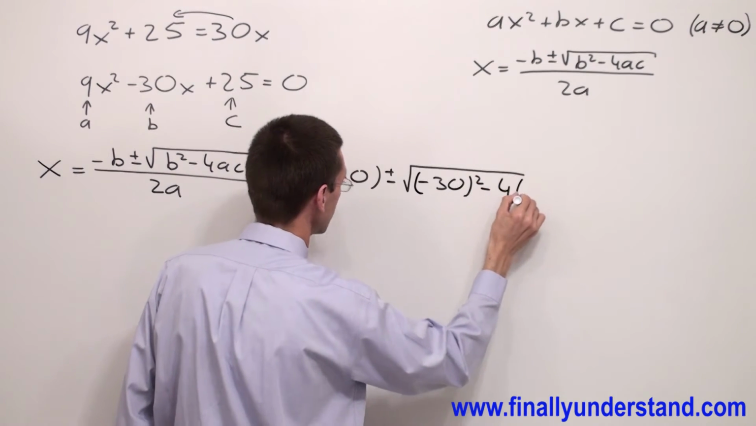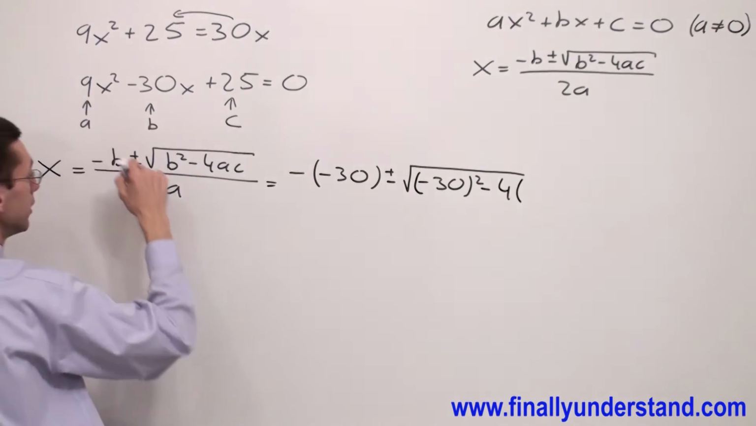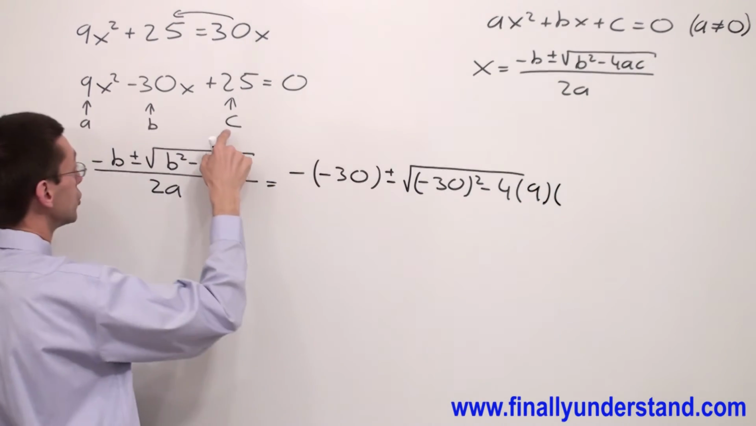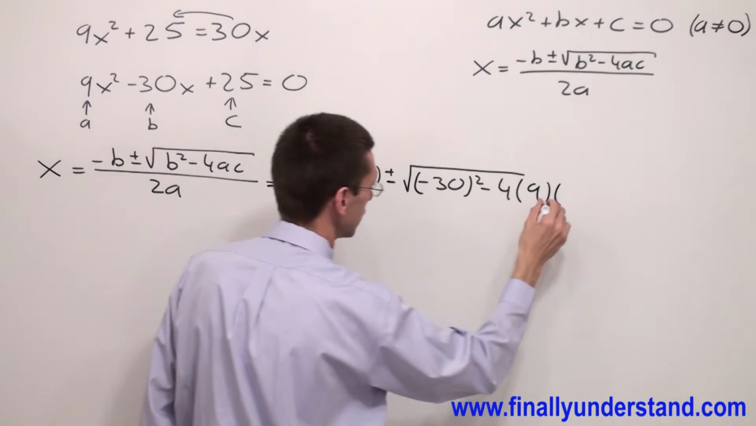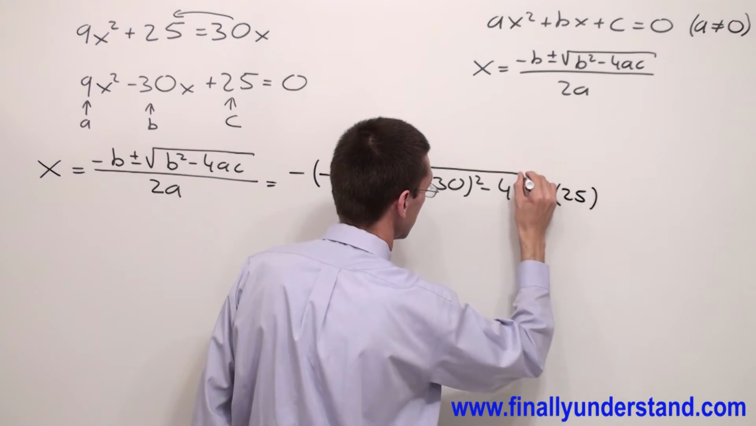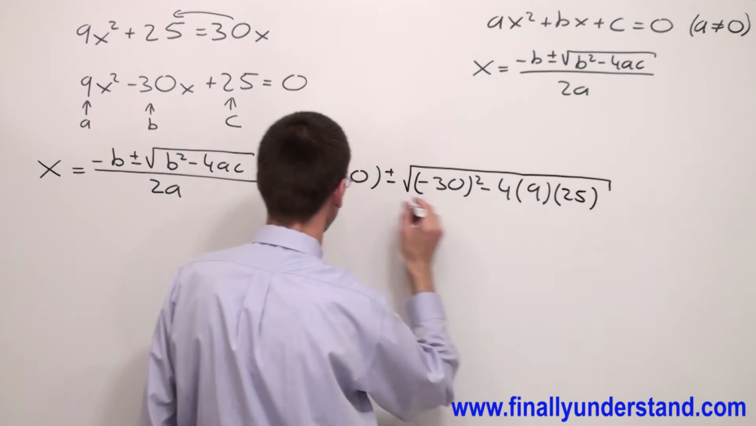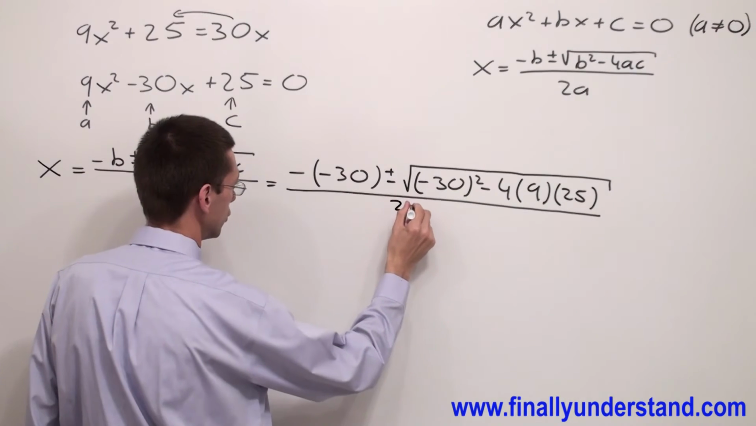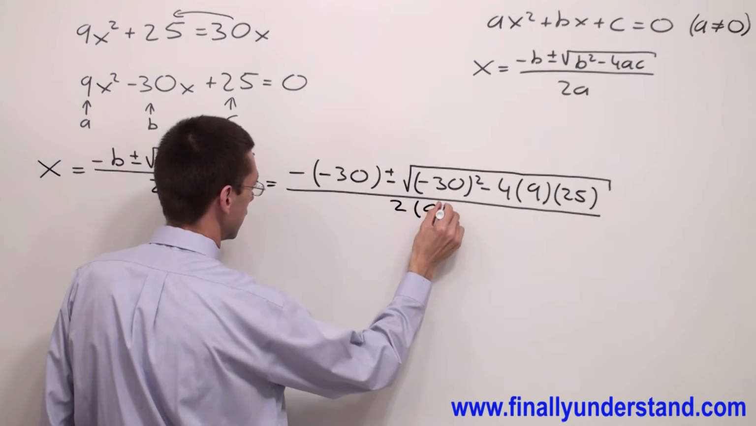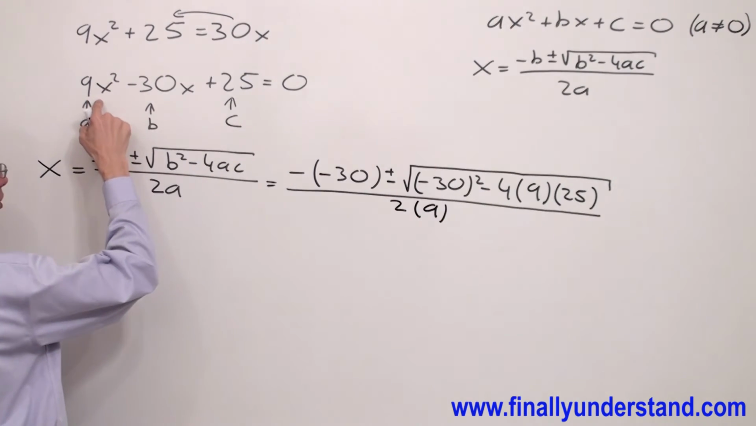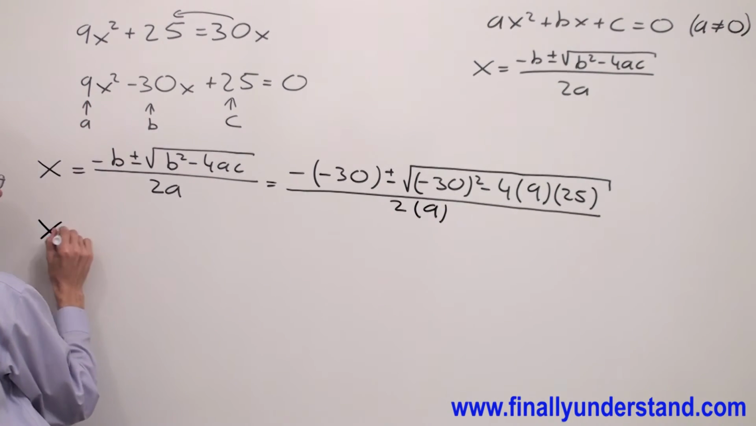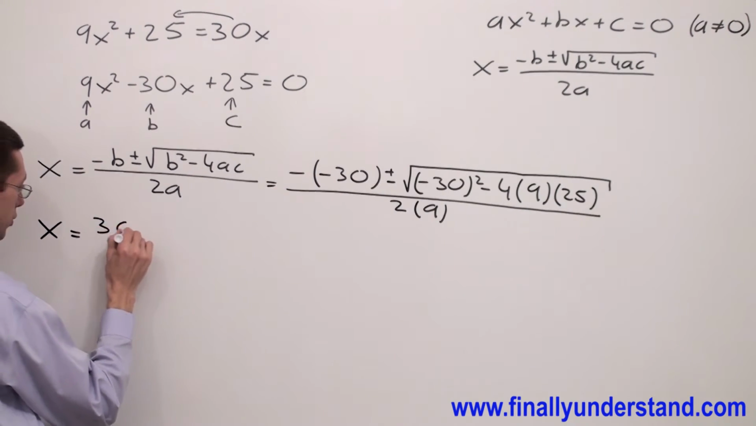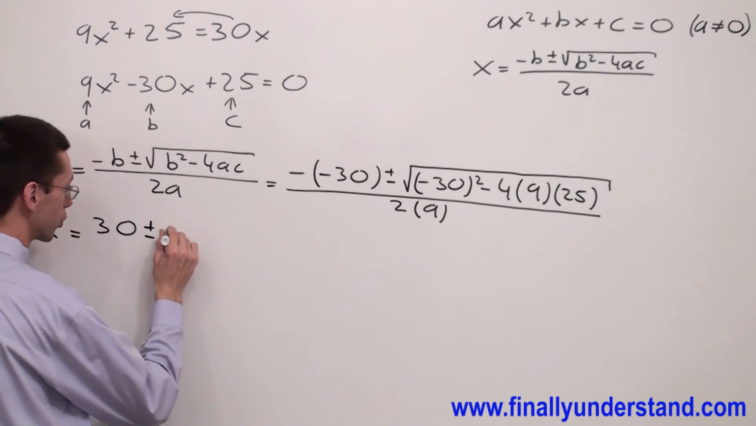minus 4 times A. A is 9. And I have C, which is 25. Okay, over 2 times A. 2 times 9, because A is 9. So I have X equals negative times negative gives me positive. So I have 30 plus minus square root.